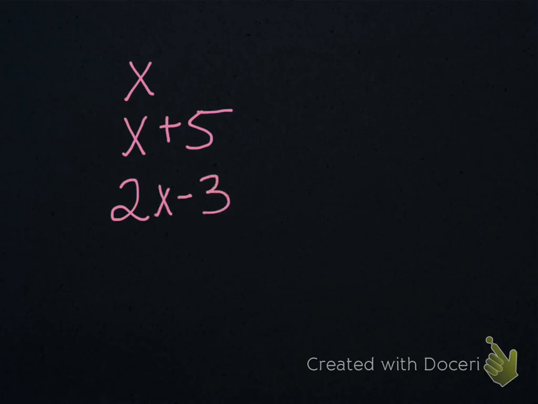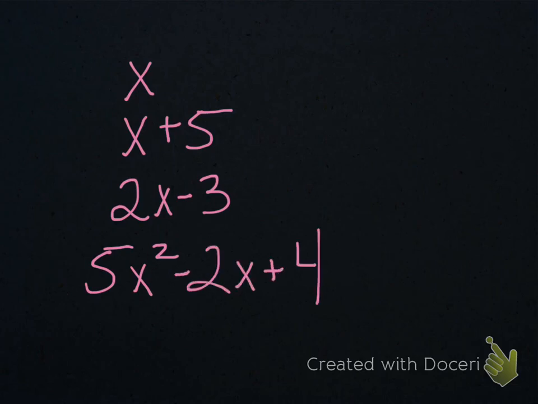So here's the deal. We're talking algebra, right? So let me just give you an expression, help you out. x. Let me give you another one. x plus 5. Let me throw another one, maybe saucify it up a little bit. How about 2x minus 3? I can do better than that. Hang on. Wait for it. How about 5x squared minus 2x plus 4? Like it? Looks good to me.